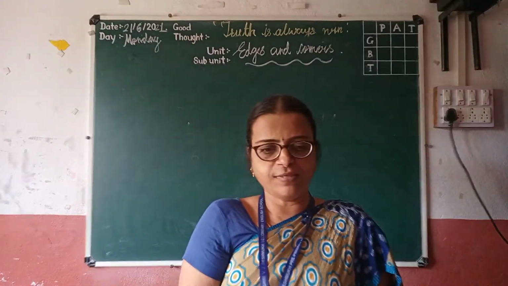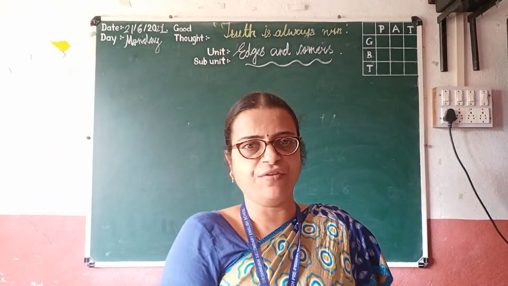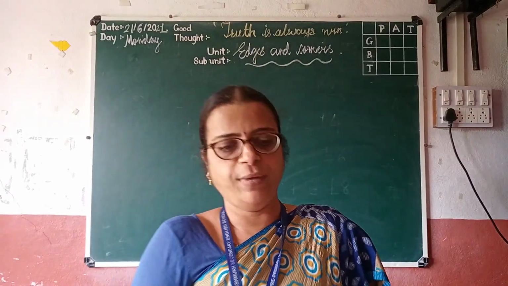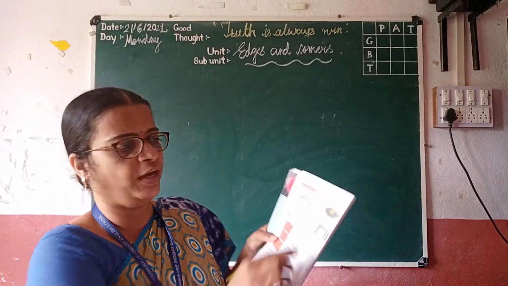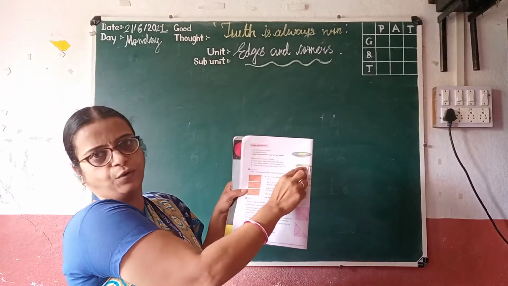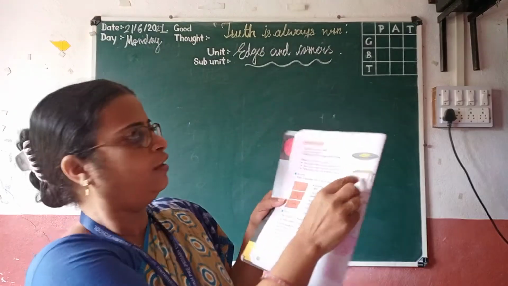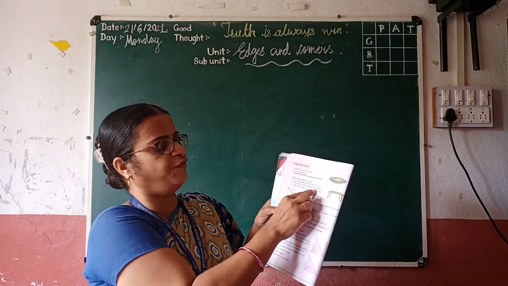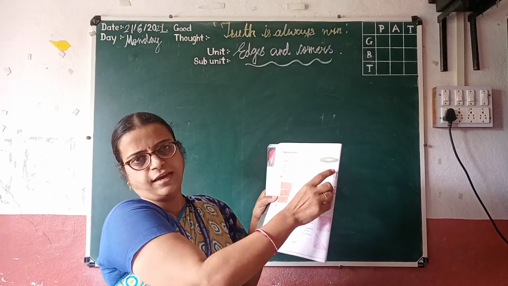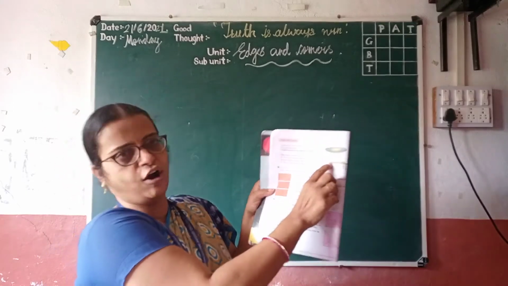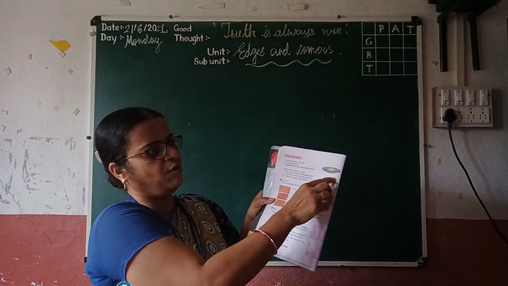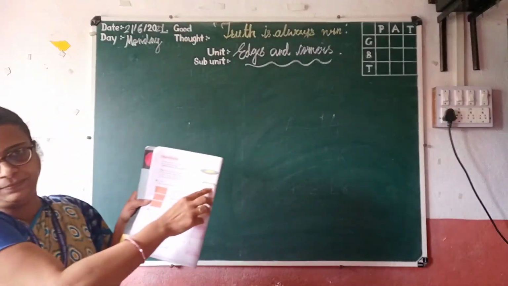Then look here, observe the surface of a table. How many edges does the surface have? Look here. 1, 2, 3, 4. How many edges are there? 4. Then, how many corners does the surface have? So, it has 1, 2, 3, 4. It has 4 edges and 4 corners. What is the shape of the surface of the table? The shape of the surface of the table is a rectangle.